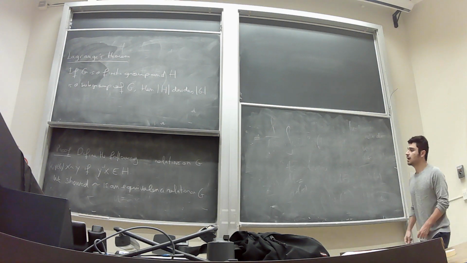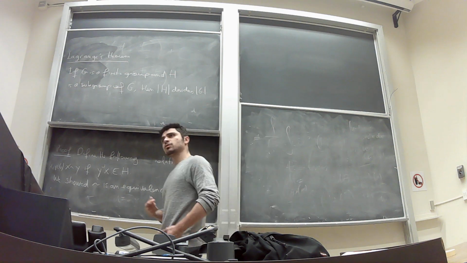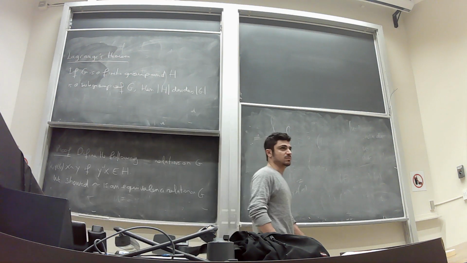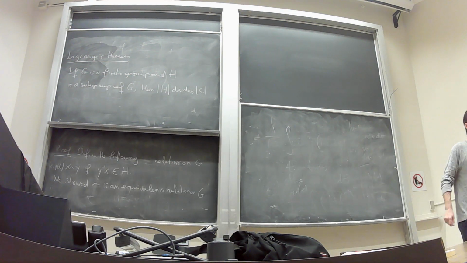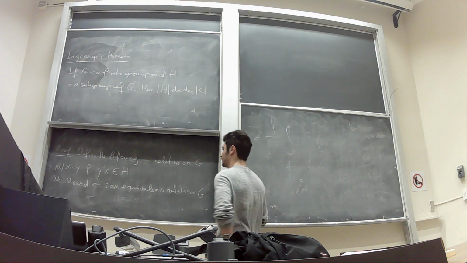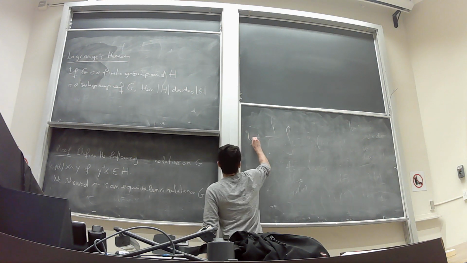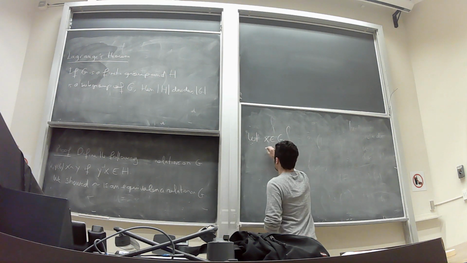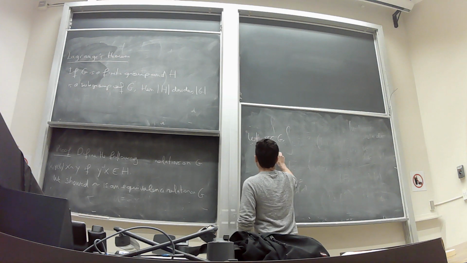Now if I have an equivalence relation, what do I know? I know that my set on which the equivalence relation is defined can be partitioned into a disjoint union of equivalence classes. Now let X be in G. What is the equivalence class of X under this relation?